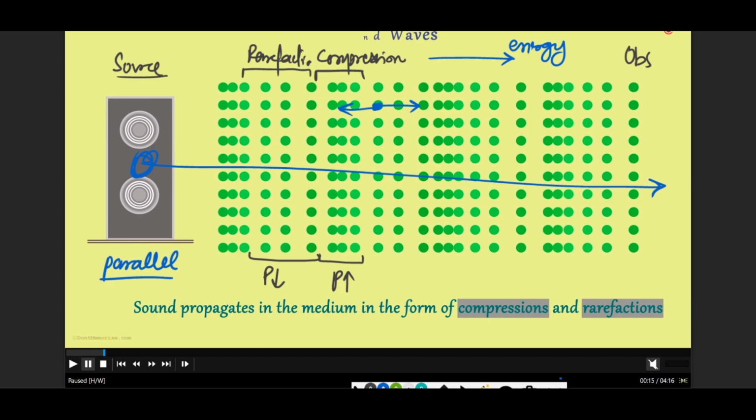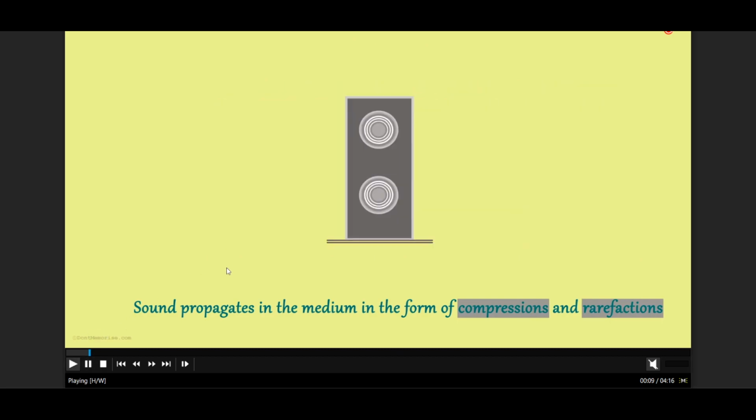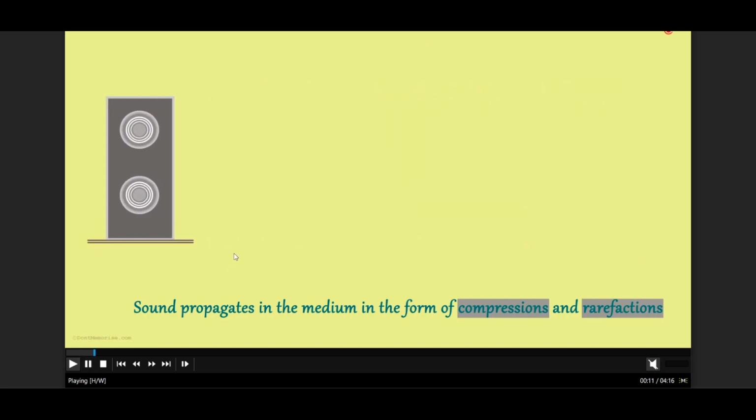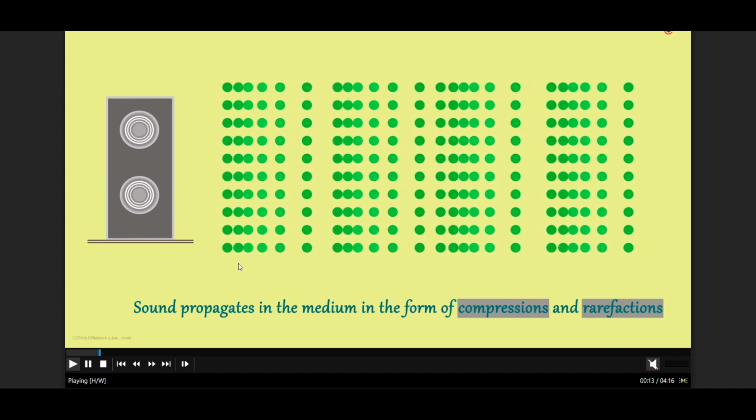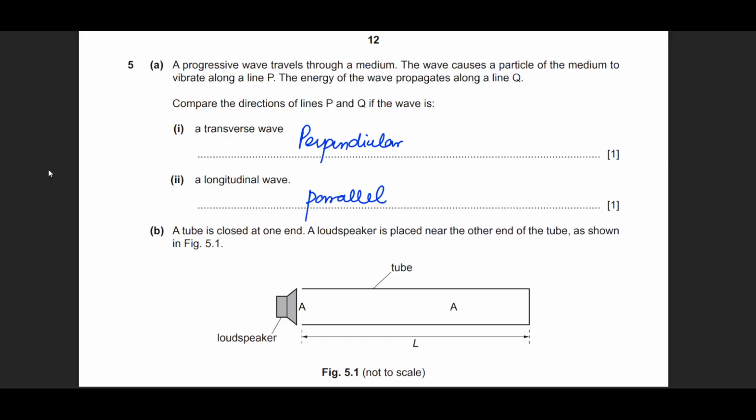Let me clear this out and play the animation for you again. Okay, so notice how the particles are moving forward and backward, forward and backward, in the direction of the movement of energy. Okay, coming back to this paper.